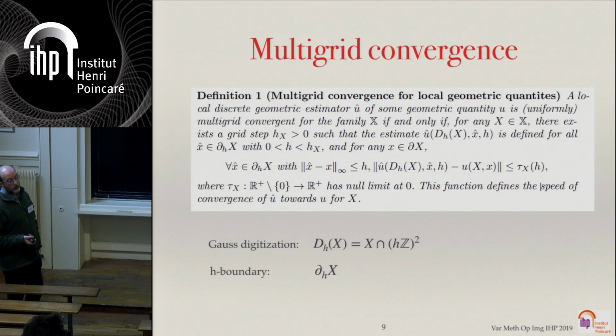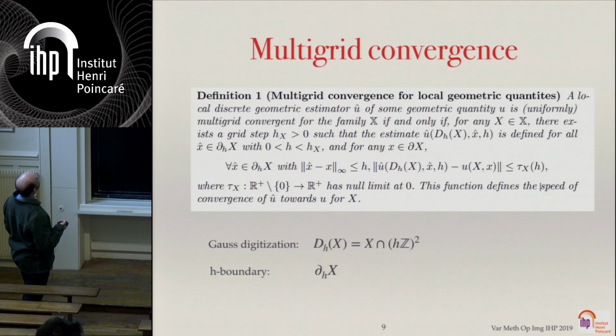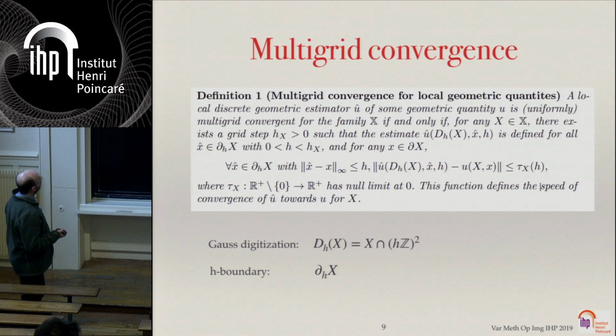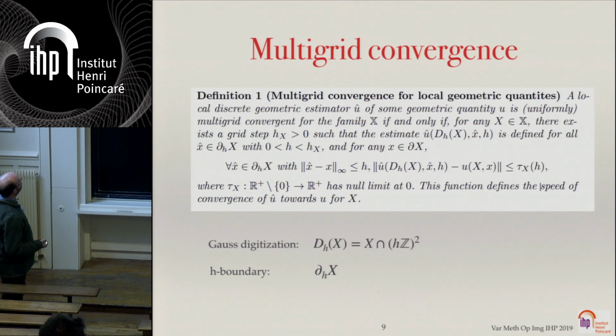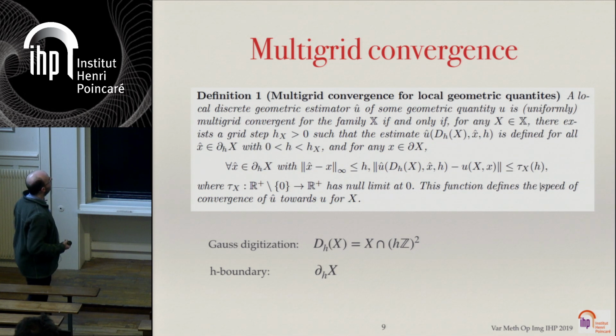And one of them is called multigrid convergence. So what is multigrid convergence? You have 1 second to understand this definition here. Basically, it's a formal definition that the quantity that we want to measure converges to the real underlying quantity as the step size, or the discretization step, goes to 0. Okay? And if we have this property, we also usually have an estimate of the speed of convergence.